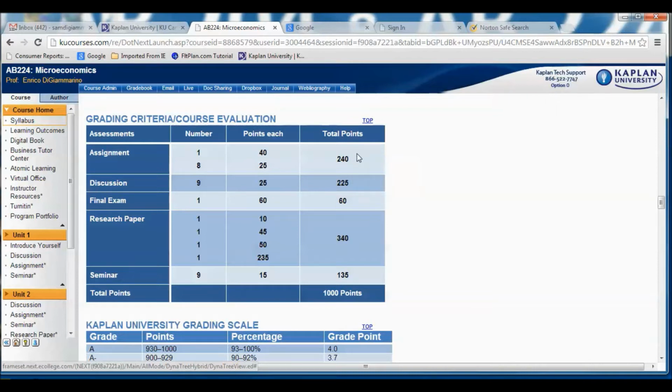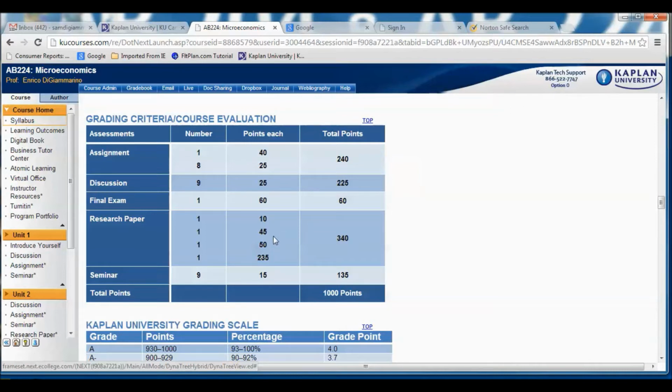You'll notice a goodly share of the assignment points are relatively easy to get. The final exam's going to be a bit tougher, and I've got some things that will help you with that, but there's no guarantees. Notice we have a research paper, and it accounts for a significant chunk of points. The first 10 are just for selecting the topic, so that's an easy one. The 45 points are for doing your outline. The 50 points are for submitting your draft.